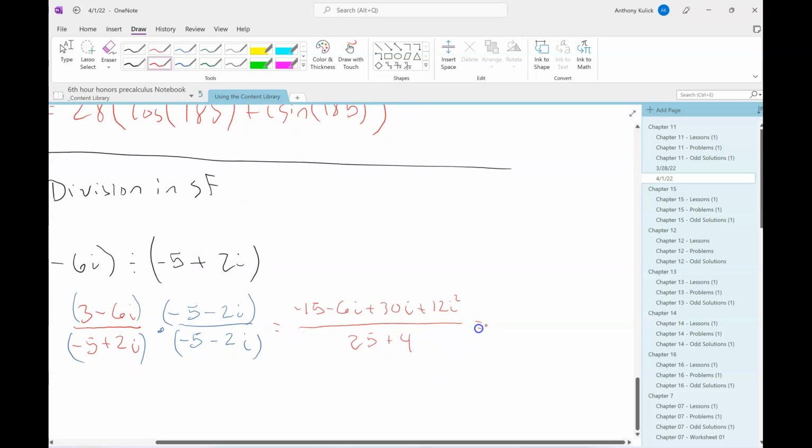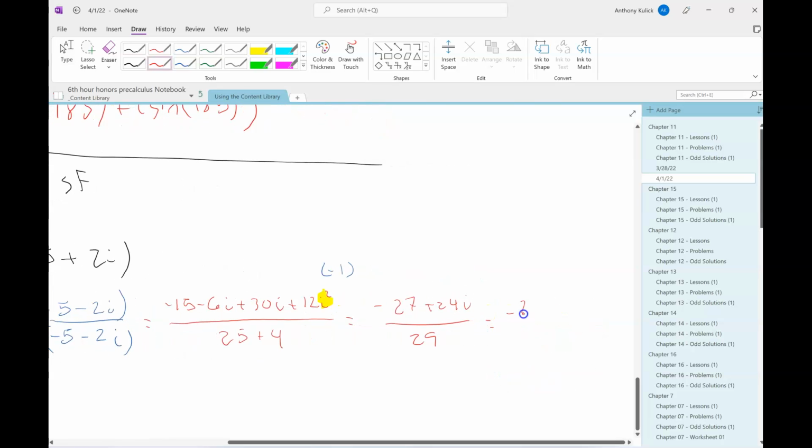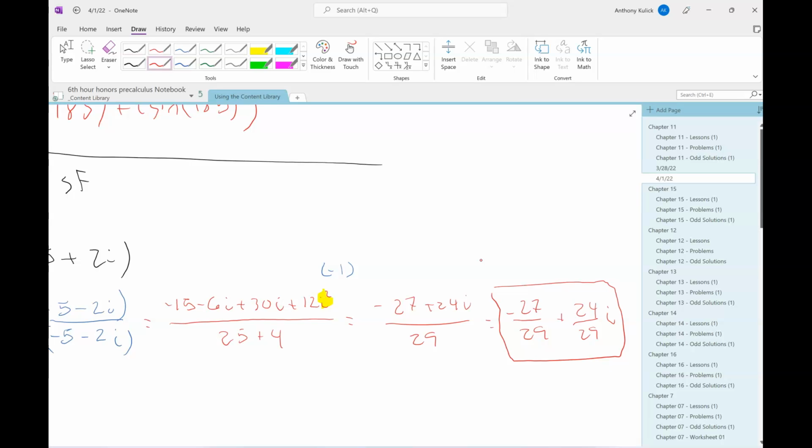All right, so if I combine like terms in the numerator, remember i squared is negative 1, so I have negative 27 plus 24i over 29. And really the best way you'd want to write this would be as two fractions, so it's really clear what is the real part and what is the imaginary part. Needless to say, if you could have reduced those fractions, you should do that. Obviously, in this case, there's no reducing that can be done. Everybody's cool with that?